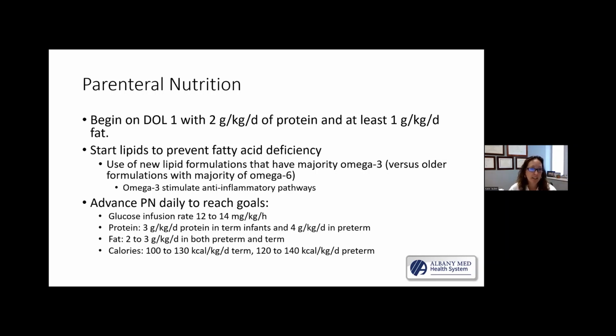We want to make sure that we're advancing our parenteral nutrition daily, ideally reaching a glucose infusion rate of 12 to 14 milligrams per kilo per hour. Protein, as we mentioned before, 3 grams per kilo per day in term infants and 4 grams per kilo per day in preterm infants. And optimizing fat intake, usually 2 to 3 grams per kilo per day in both term and preterm infants. Ideally, calorie ranges are 100 to 130 kcals per kilo per day in term infants and 120 to 140 kcals per kilo per day in preterm infants. But again, there's a range there because depending on how severely ill the baby is will depend on the calorie needs.